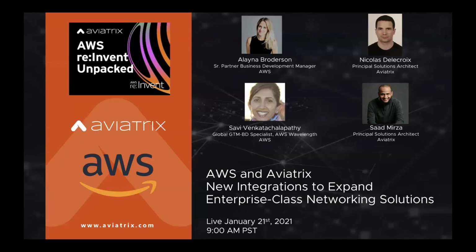This is what we call AWS re:Invent Unpacked. It seems like forever ago we were at re:Invent, but it was of course just about a month ago. What we want to do is go through some of the things that AWS and Aviatrix have done in terms of new integrations to expand our enterprise class networking solutions and our better together solutions.